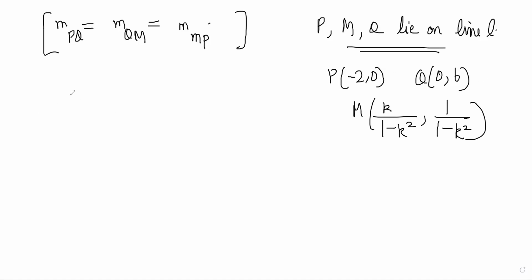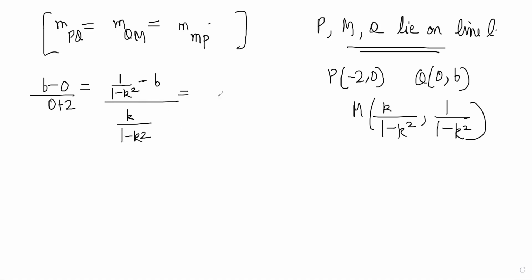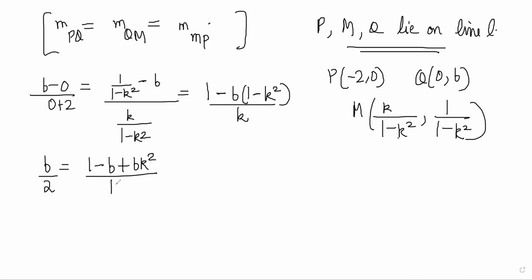So slope of PQ will be (b - 0)/(0 + 2), so b/2, is equal to slope of MQ, which would be (1/(1-k²) - b)/(k/(1-k²) - 0). Right? If you multiply by 1 - k² up and down, this is (1 - b(1-k²))/k. We are getting the relation b/2 is equal to (1 - b + bk²)/k.